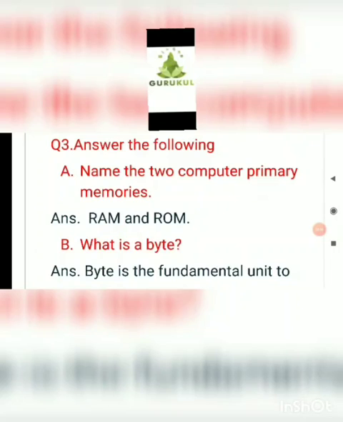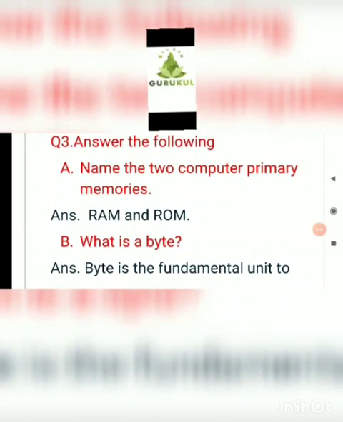RAM means random access memory. ROM means read-only memory. The primary memory is temporary in nature, meaning whatever data or information we are saving in the primary memory is deleted if we switch off the computer system. So primary memory is a volatile memory.